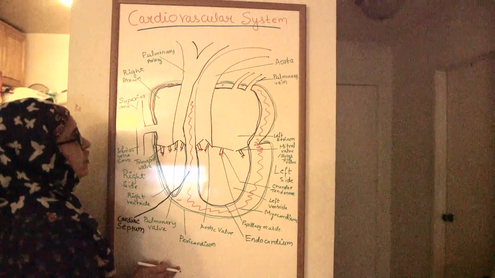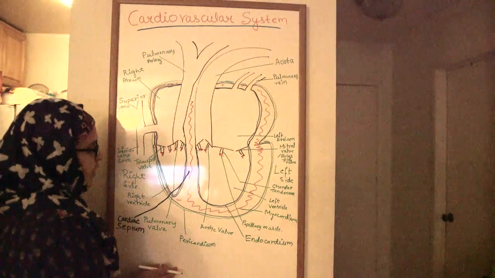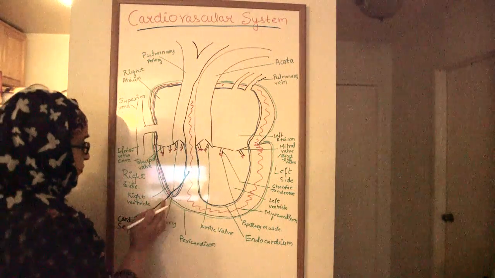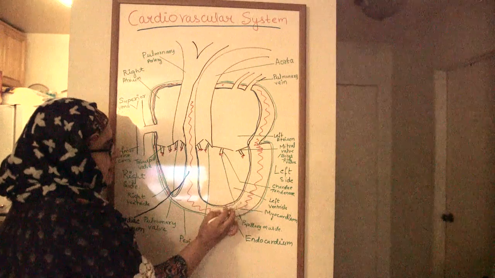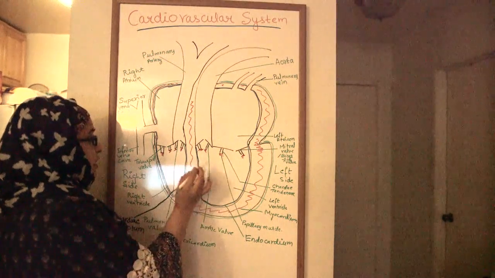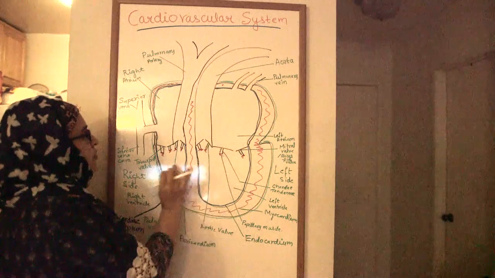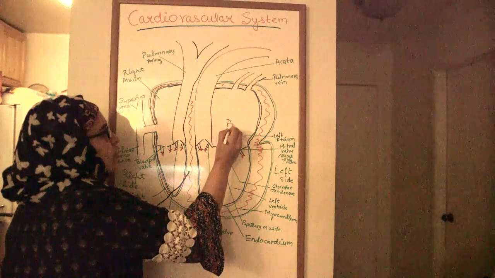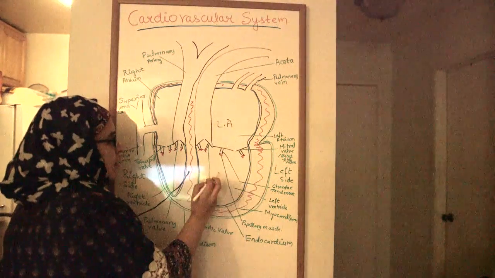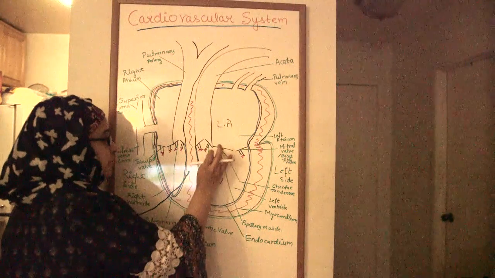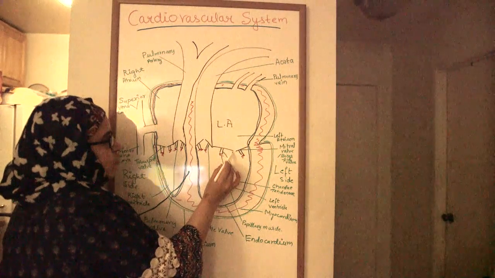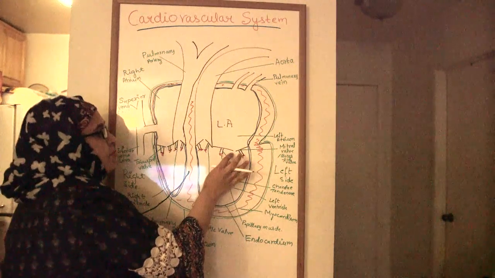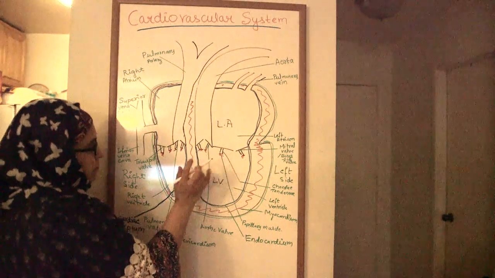So this is the structure, the diagram of the heart. This side shows the left side and this side shows the right side. Here it consists of the left ventricle and the right ventricle, and here's the left atrium and the right atrium. The left atrium is separated from the left ventricle by valves. These valves are known as the mitral valve or bicuspid valve. They prevent the backward flow of the blood.